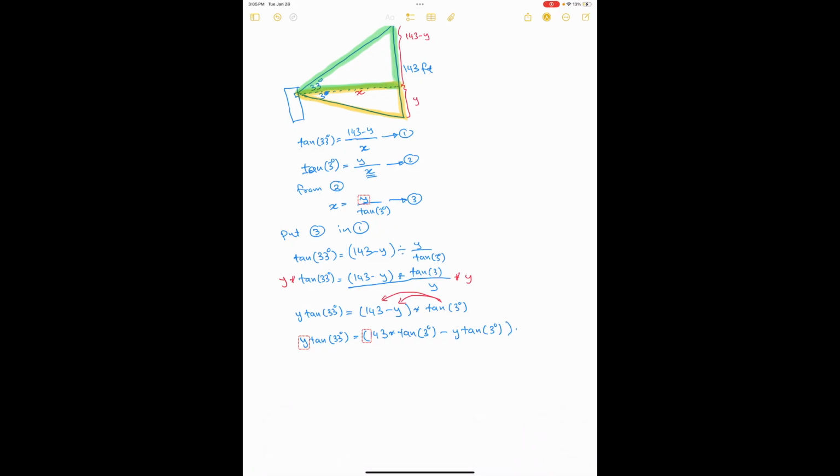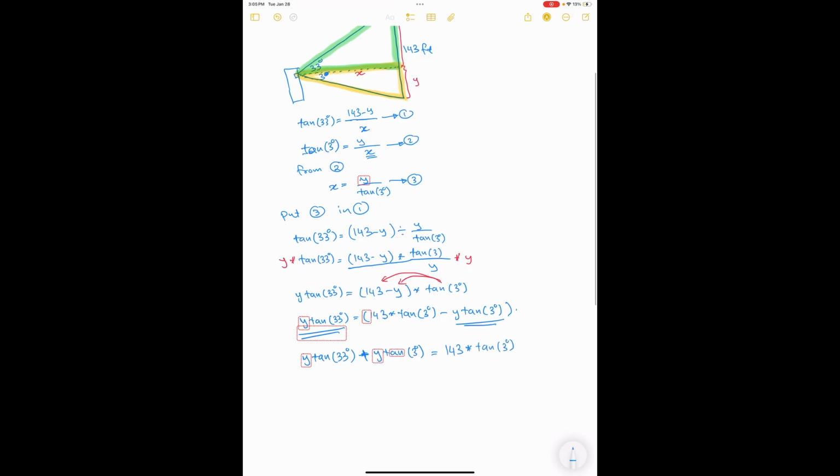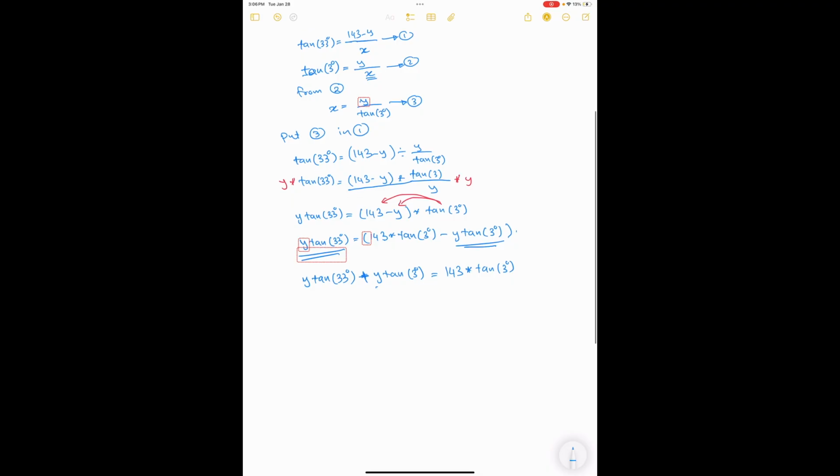Now, if you notice here, we have this expression is similar to that expression, so we're going to bring it to the same side. So we're going to say y tangent 33 degrees plus y tangent 3 degrees equals 143 times tangent 3 degrees. Now I'm going to bring these y's outside as a common factor. So I will have y times tangent 33 degrees plus tangent 3 degrees equals 143 times tangent 3 degrees.